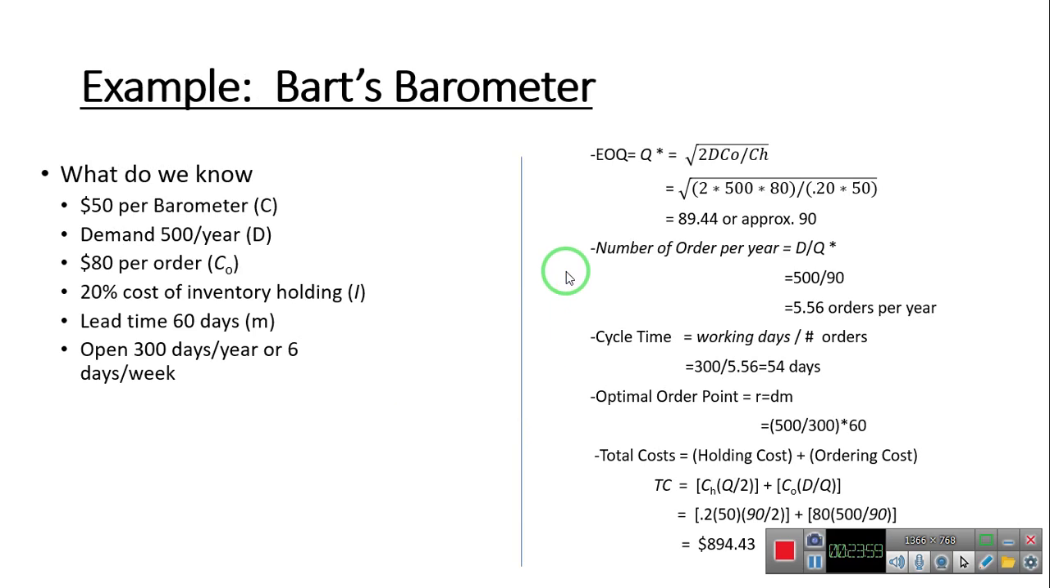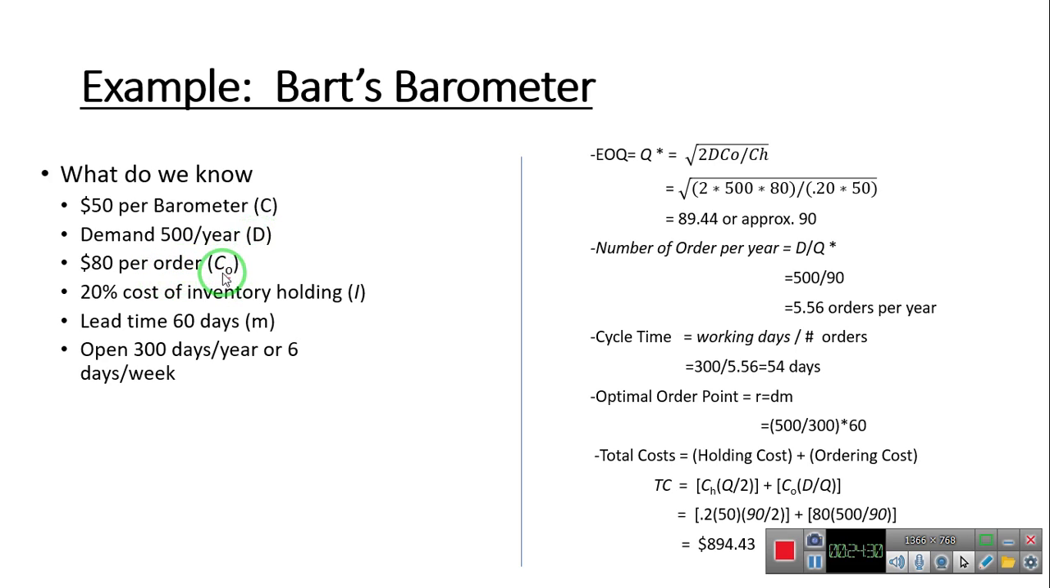So here's an example. Bart's parameters. So this is what we're told. They cost $50. So Bart pays $50 per parameter. That's going to be your cost. That's how much it costs to buy these parameters, and then you sell them to the public. You expect to sell about 500 a year. That's going to be your demand.